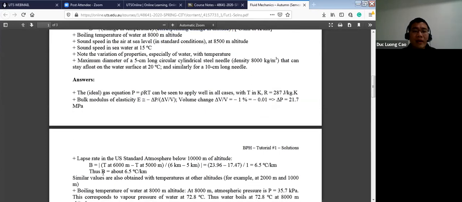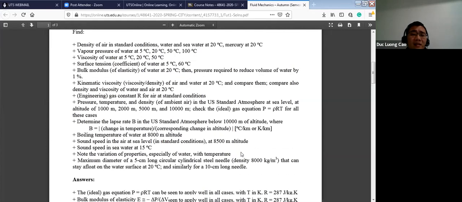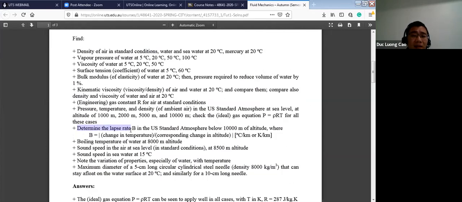Okay, and the lapse rate B is 6.5 Celsius per kilometer. It means when you go up 1 kilometer, the temperature will decrease 6.5 Celsius. Okay, go up 1 kilometer, temperature decreases 6.5 Celsius. That's the lapse rate B. Okay, you have the equation here.